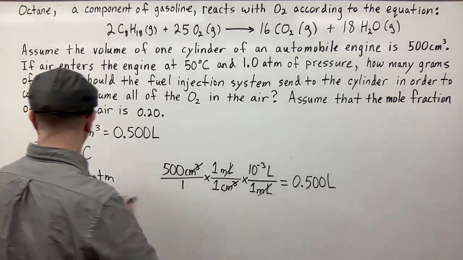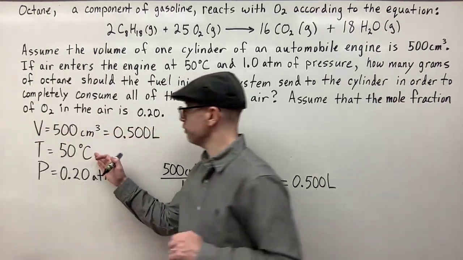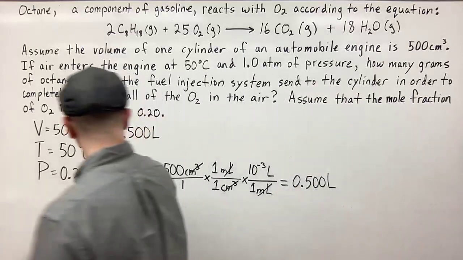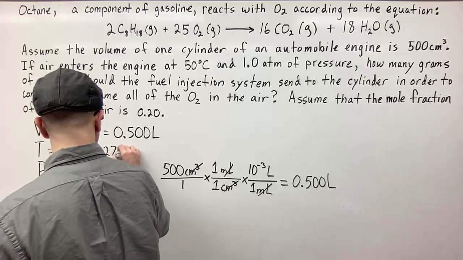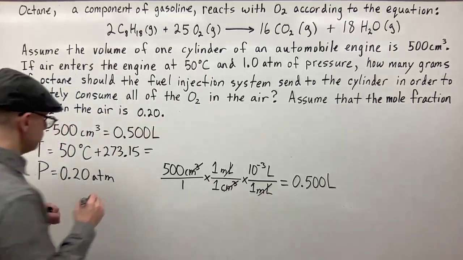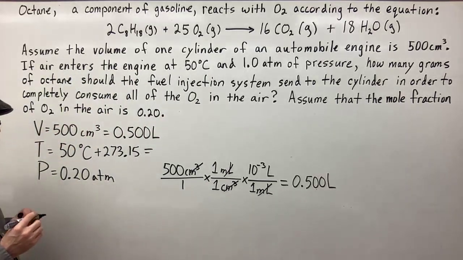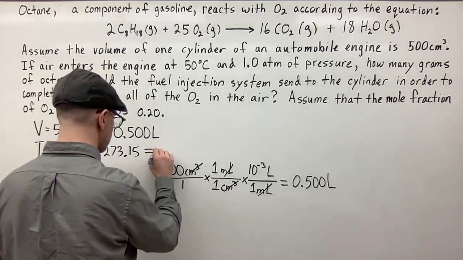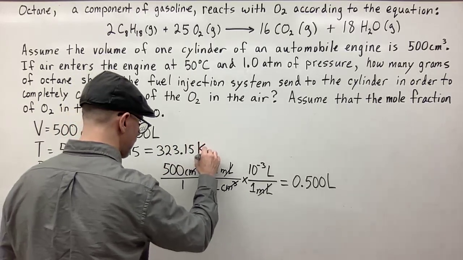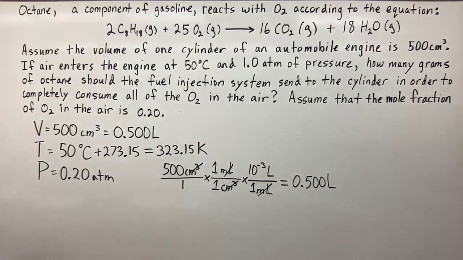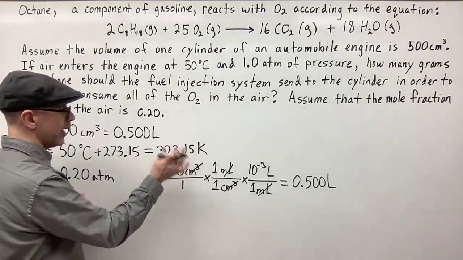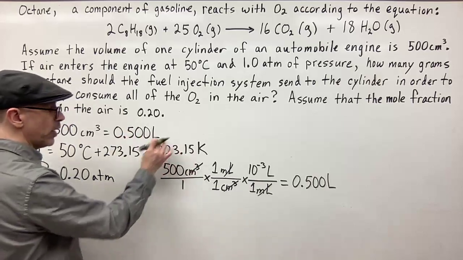Okay, so now I'm going to change the temperature from Celsius to Kelvin by adding 273.15. So I'm going to add 273.15, and that's going to be equal to 323.15 Kelvin. Let me double check. 323. Okay, so now I have the temperature in the right unit of Kelvin.